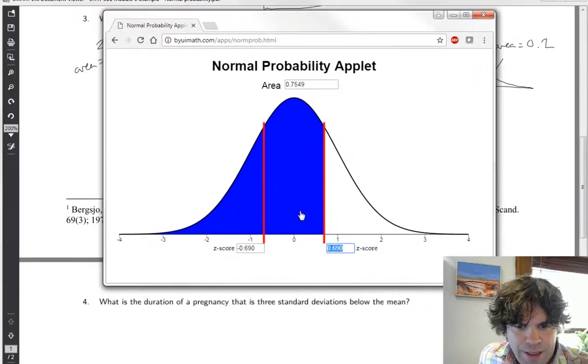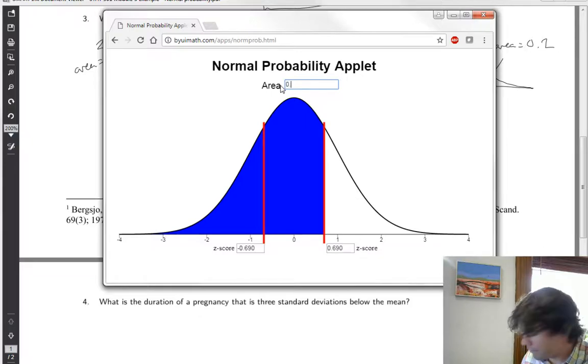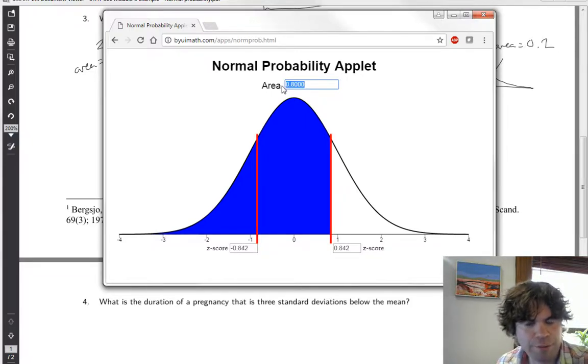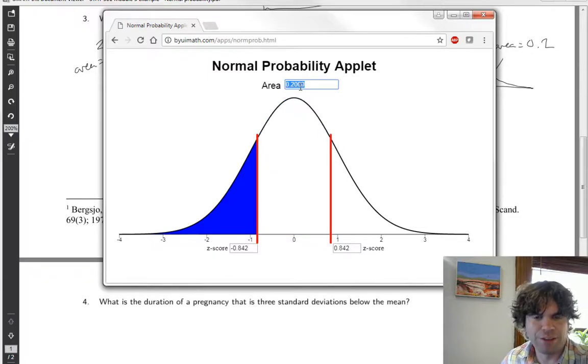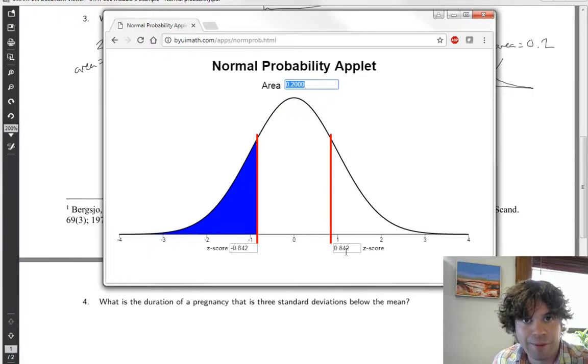Let's see, I want area. Okay, so I don't want to enter a z-score. I was entering z-scores before. Now I want to enter an area. I can say area of 0.8, or I could say area of 0.2, and you'll notice that my lines didn't change. Here we go. I've got z equals negative 0.842 down here and positive 0.842 up there. I'm going to change this back to 0.8.